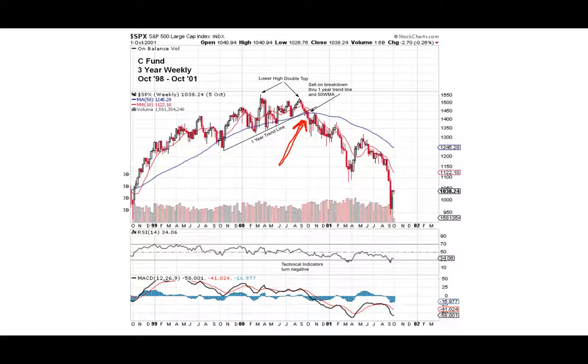That was the last best time to sell. It's on a weekly chart. So it's not a daily chart, it's a weekly chart. It's much more significant. You got lower highs. It's a double top, but this high is obviously a little bit higher than that one. And you got this 1-year trend line and the 50-week moving average line, and they're all violated at the same time right there. You can't really confirm that the top was in place, but absolutely that was the time to sell.